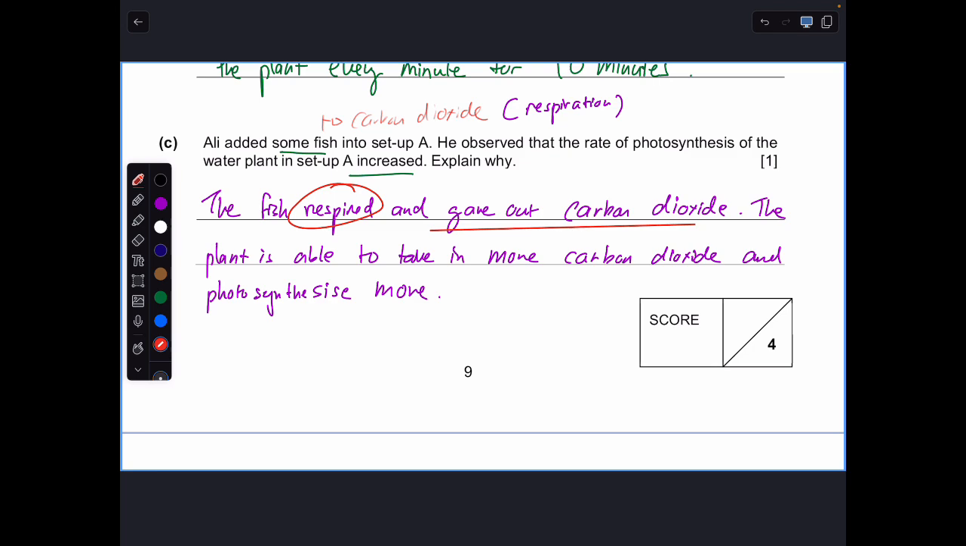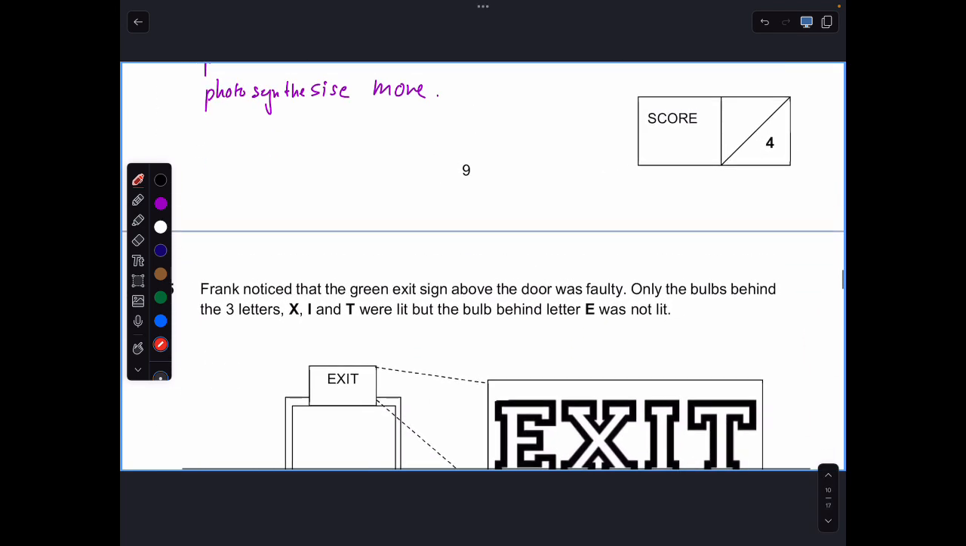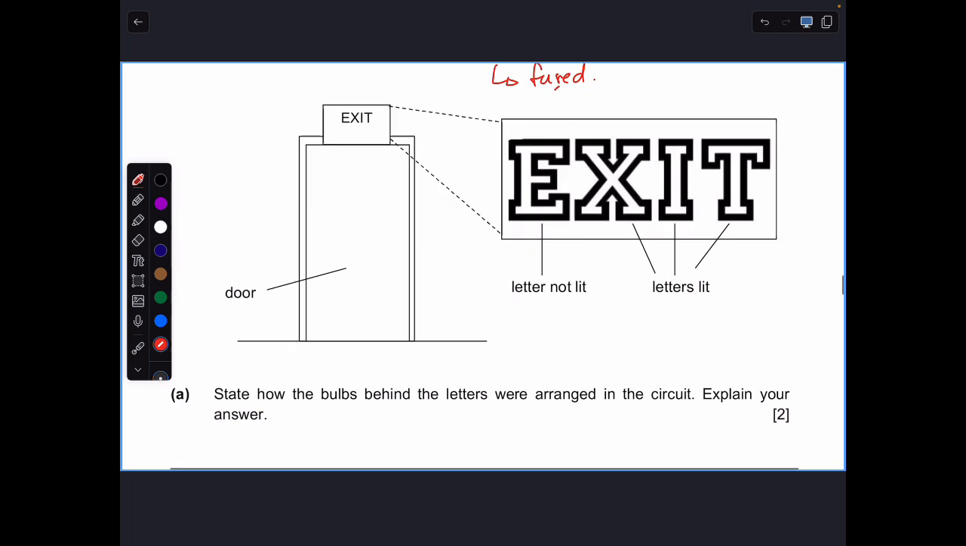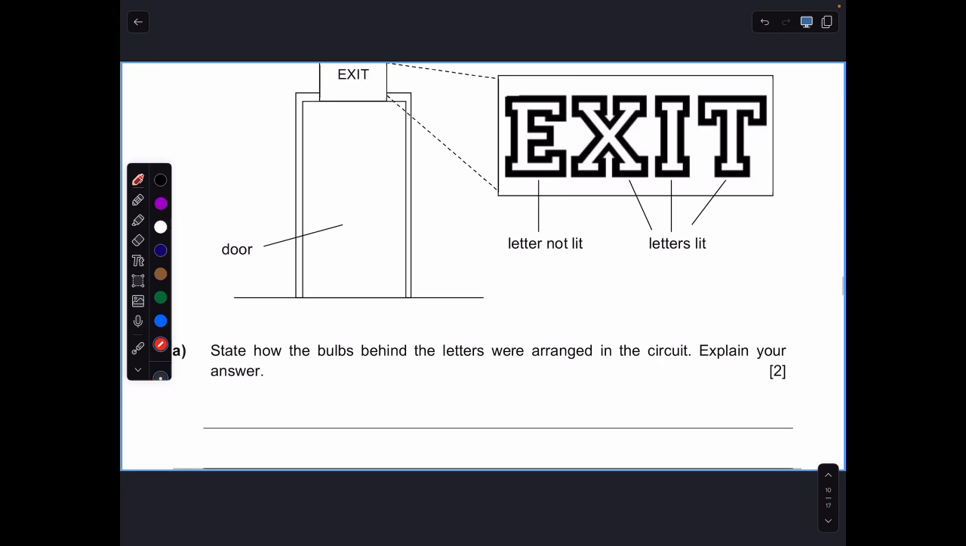Next, Frank noticed that the green sign above was faulty. Only bulbs behind the letters XIT were lit. E was not. So what happened to E? This is actually a light bulb, so this must have fused. And the fact that the remaining bulbs were lit up tells me that they were arranged in a parallel manner. So state how the bulbs behind the letters were arranged. Confirm it is parallel. You all cannot spell parallel. Please learn how to spell.